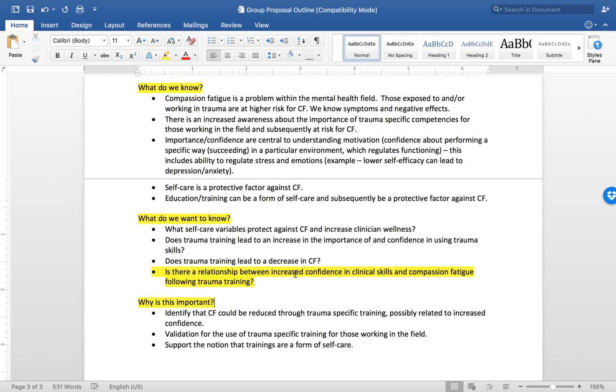So our what do we know is a lot more specific, and what do we want to know a lot more specific as well. And why is this important? And that's critical in terms of thinking about research and doing a research project. The why, what are we contributing to the literature? What's missing in the literature? You want to be able to explain that.